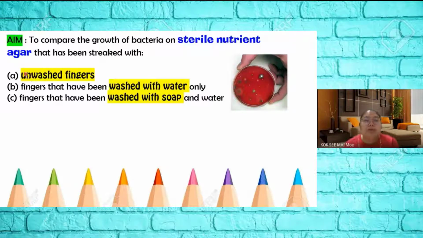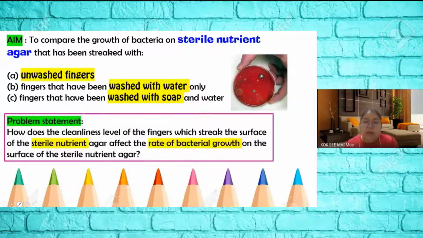In the first situation, they use an unwashed finger. Number two, the finger is washed with normal water only. Number three, they use soap and also water. Now we are going to see the aim, sure, and the problem statement. They're going to tell you the problem statement, so what you need to do.